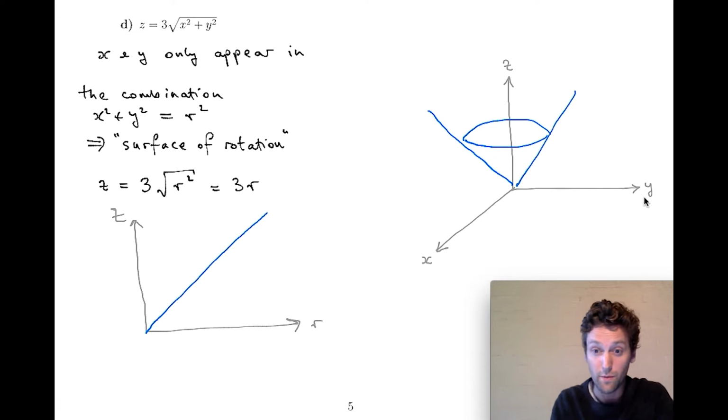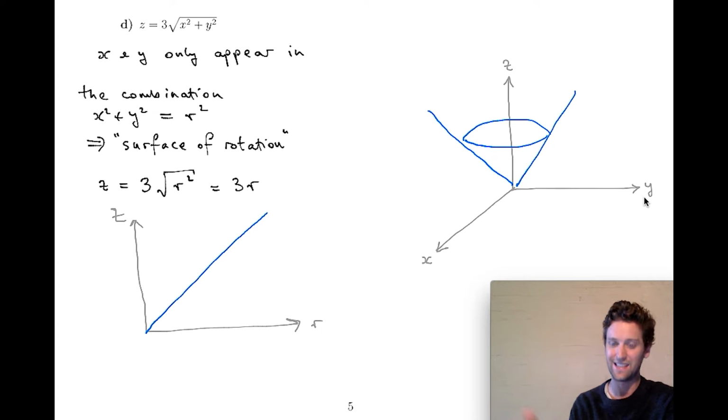So again, the thing to remember in this example is that we have a function here that involves x and y, but only in the combination x squared plus y squared. So that means that this is actually a surface of rotation, and whatever surface I have is going to be symmetric when I rotate it about the z-axis, or rotate it in the xy plane.